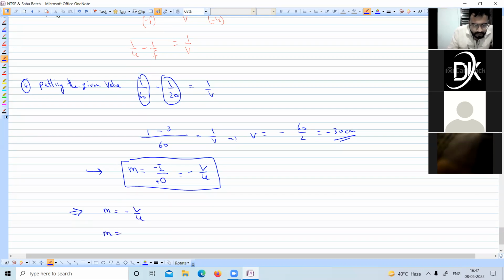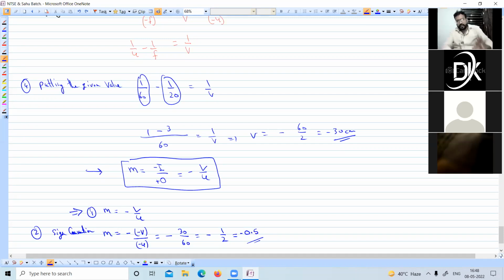Now sign convention. M is equal to: step 1 formula, step 2 sign convention. Minus is as it is because it is related to the formula, minus v sign convention, minus u sign convention. The 2 minuses are cancelled out, 1 minus remains, and v is 30, u is 60, so minus of 1 upon 2, less than 1, minus of 0.5. Is it clear? Magnification does not have any unit because v and u have the same unit, which cancel out. Okay, magnification we have got.